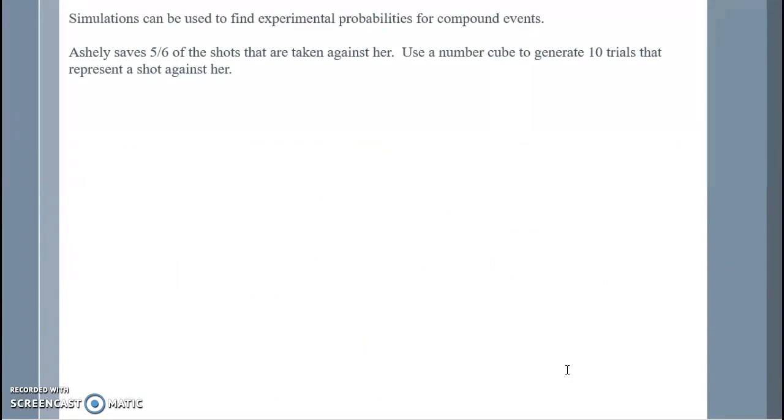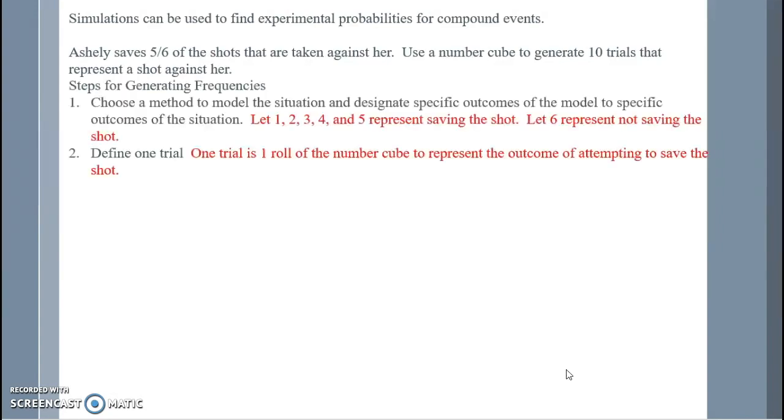Ashley saves 5/6 of the shots that are taken against her. Use a number cube to generate 10 trials that represent a shot against her. So steps for generating the frequencies. Let's choose the model. Since we're talking about 6 shots, we could use a number cube to do this. So we're going to let 1, 2, 3, 4, and 5 represent saving the shot, because that would be a 5 out of 6 probability. Then we'll let 6 represent not saving the shot. 1 trial is 1 roll of the number cube to represent the outcome of attempting to save the shot.